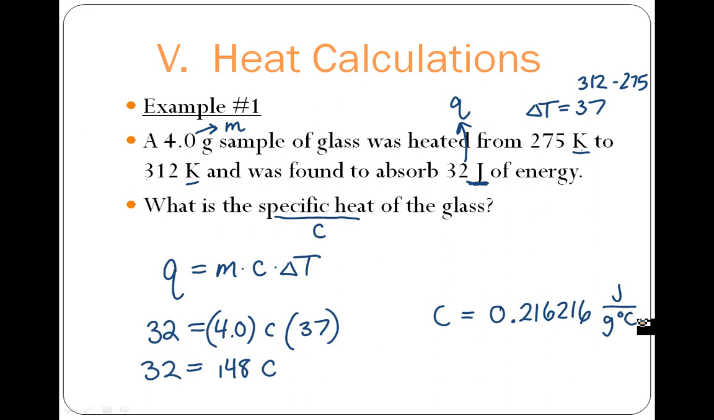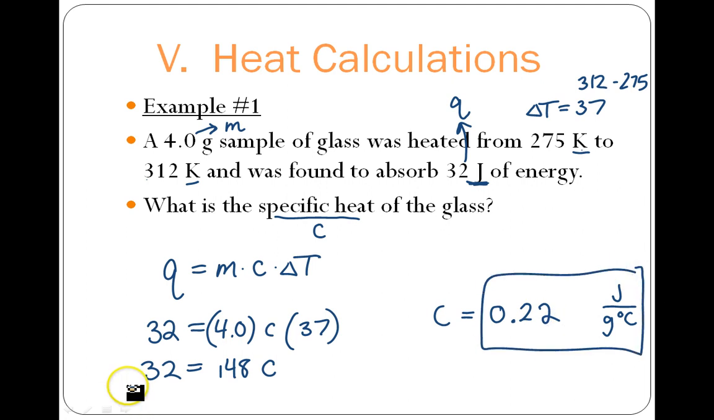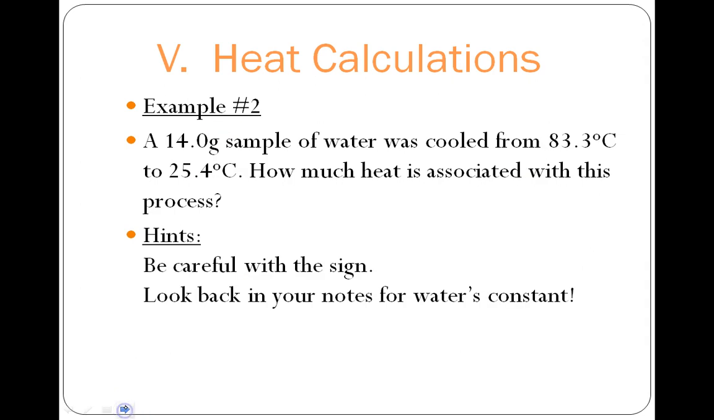And let's see, we need to do some sig figging. This has 2, this has 2, and our delta T has 2. So our final answer should have 2 sig figs. So that 6 will make the 1 round up to a 2. So it'll be 0.22 joules per gram degree Celsius, which is a reasonable specific heat capacity. It should be 1 or less for most substances.